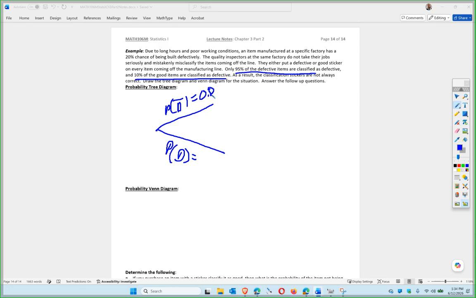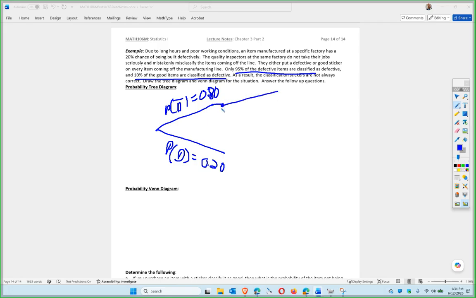So what we're saying here is 80% of the items are good in this factory, which I would not think is a very good thing, which means 80% of the items, or I'm sorry, 20% of the items are... did I get that backwards? No, I got that. So defective items are 20%. So that's not good. Okay.